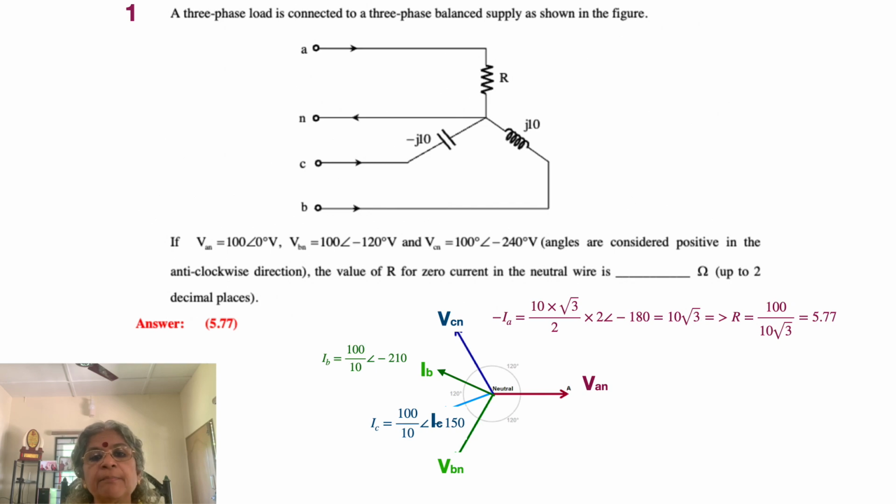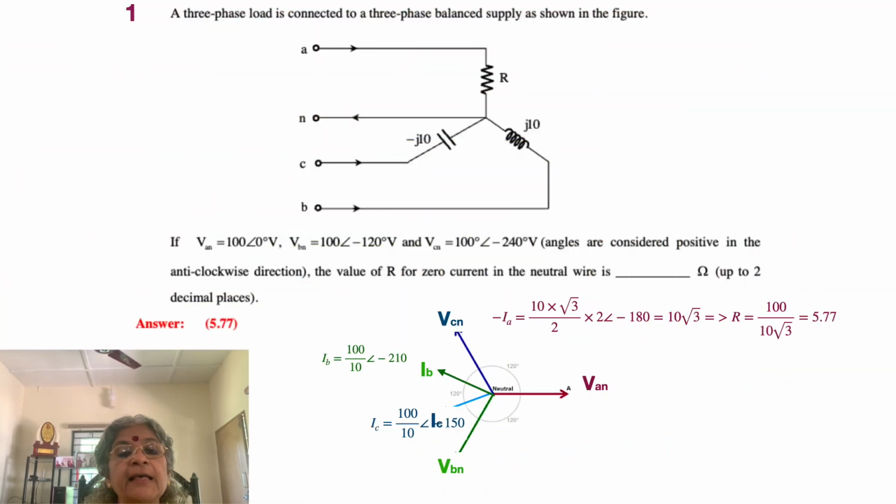We can of course compute all the currents and then set the neutral current equal to 0, or else we can just use common sense. What does common sense tell us? It tells us that there is a balanced supply and the impedances are a little balanced, in the sense that we have minus J10 as the capacitor reactance and J10 as the inductive reactance. So they have the same magnitude and an angle difference of either plus 90 or minus 90. So the vector diagram might help us be more intuitive and do the problem in a very simple manner.